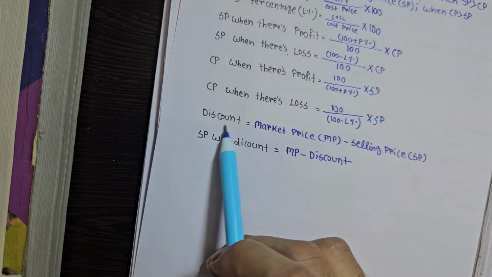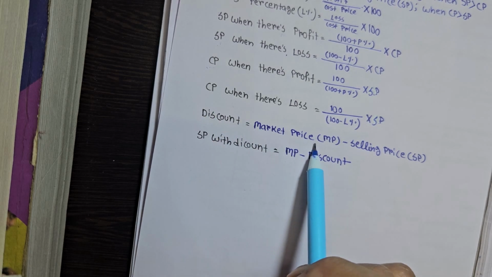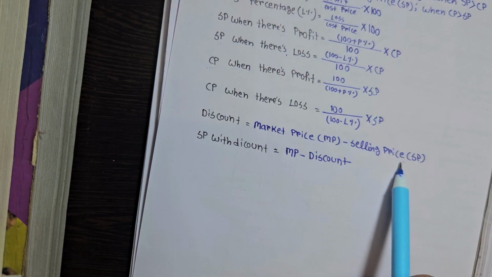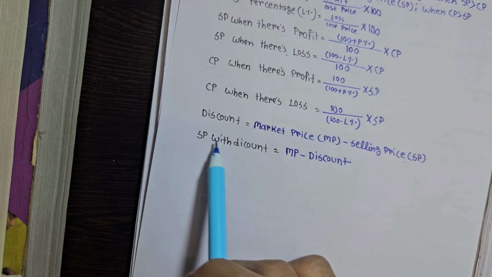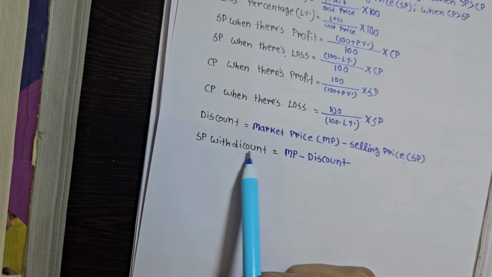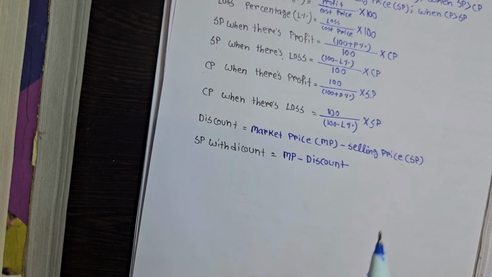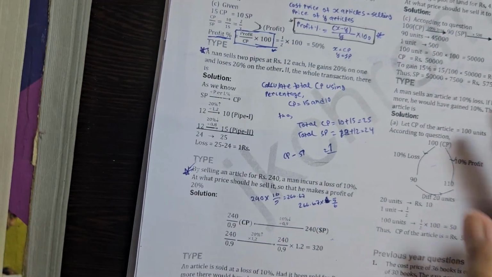Now discount. How would we calculate discount? Discount would be market price minus selling price. That means, how would we calculate the selling price when there is a discount? It would be the market price, or marked price, subtracted by the discount. Now come here.